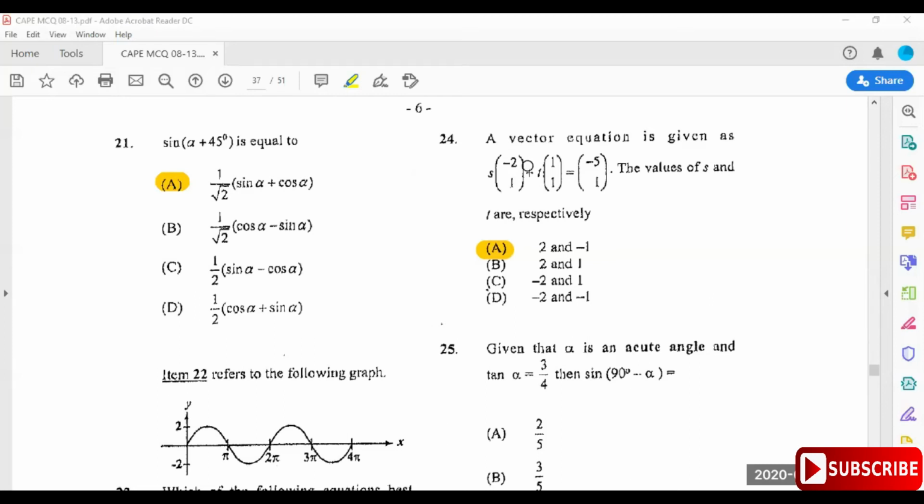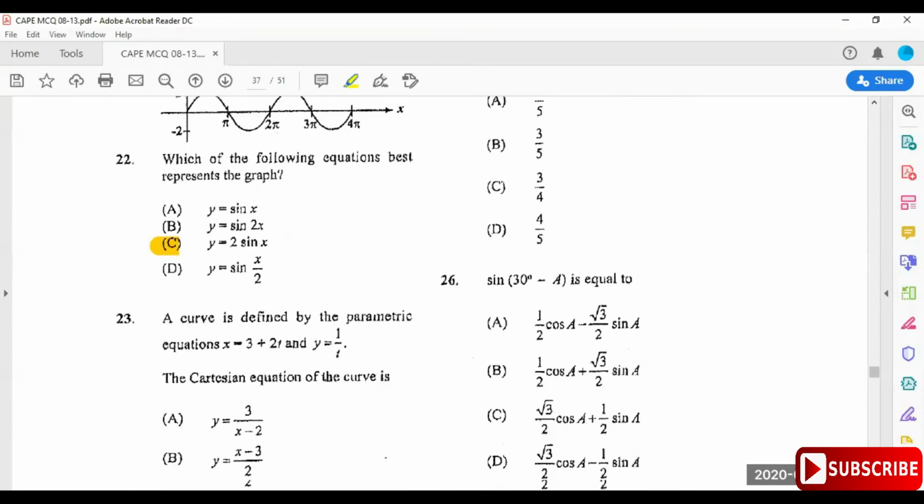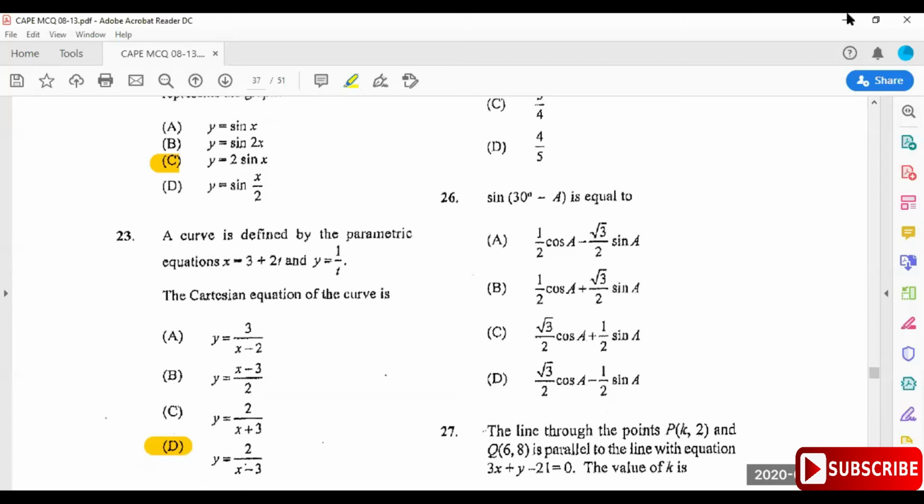All right, so the answer for 23, just to revise: the answer for 23 was D. Errol, it was D.